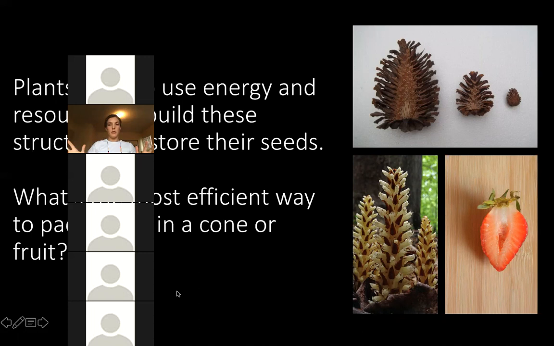Same with the bear corn. It has to build a stalk to put all those flowers around. And same with the strawberry. It has to invest a lot into this beautiful juicy red strawberry just to hold all its seeds on the outside. And the plant shouldn't waste any of those materials or any of the energy that it needed to build these structures. So the question is, what's the most efficient way to pack seeds in a cone or a fruit?